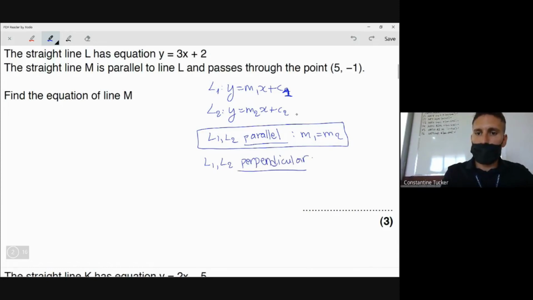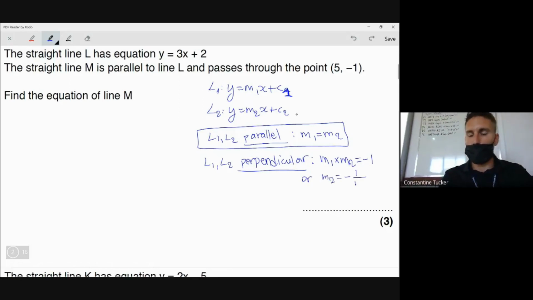You can think of it in one of two ways. Either you think of it as m1 times m2 is equal to -1, so the product between the gradients is -1. If you rearrange that, you get m2 is equal to -1 over m1.